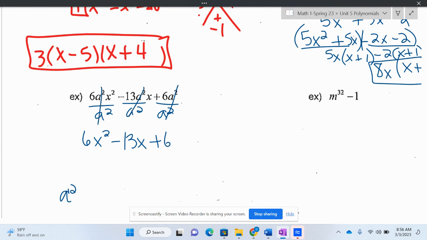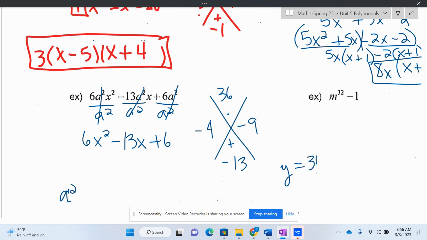That's sweet. So let's see. Times plus. 6 times 6 is 36, has to add to negative 13. What are we thinking? Any ideas? How could I find these factors? Y equals what? Negative 4 and negative 9, yes. Negative 4 and negative 9. If we did y equals 36 divided by x and went to the table, we would get these.